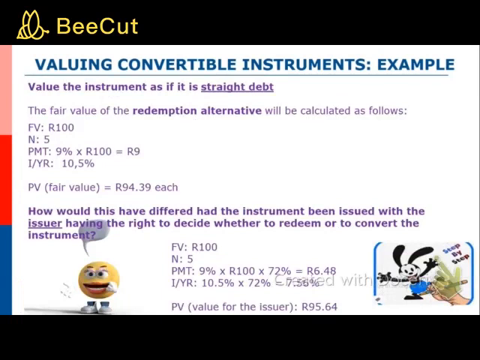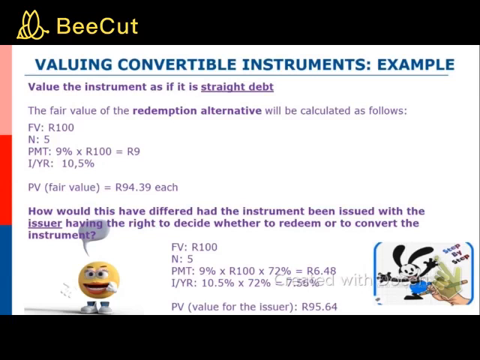Now, on the one hand, we will need to work out what the value of the instrument would be should we decide to convert, versus what it would be if we chose the redemption alternative. To start off with, because that's the easier of the two, I would like to focus quickly on how we would value the redemption alternative.